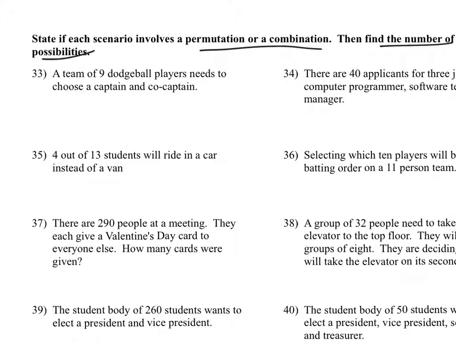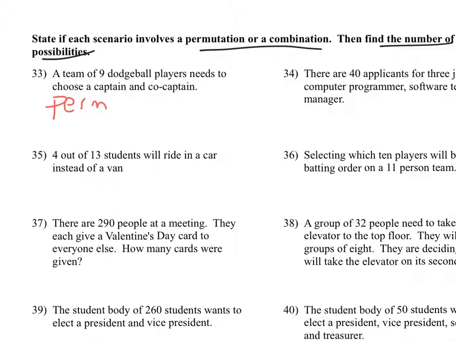So if you look at 33, it says a team of dodgeball players needs to choose a captain and a co-captain. Now, it really boils down to thinking about: am I just choosing two people to be there, or once I choose a captain, does that have an effect on the other one, the co-captain? So order does matter. So who's the captain and then who's the co-captain? Order matters. So that makes it a permutation.